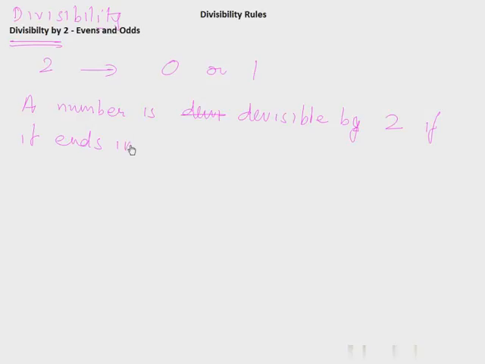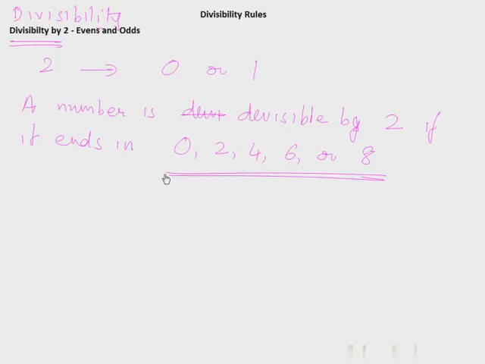What are the remainders when I divide by 2? Well, the remainders when I divide by 2 are either 0 or 1. So the divisibility rules say the following. A number is divisible by 2 if it ends in 0, 2, 4, 6 or 8. What do I mean by it ends in? I mean the units place is 0, 2, 4, 6 or 8.